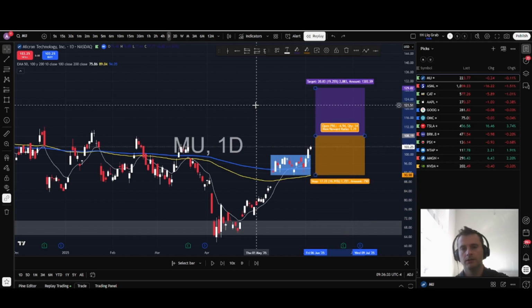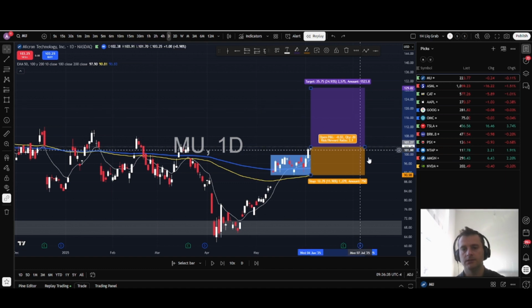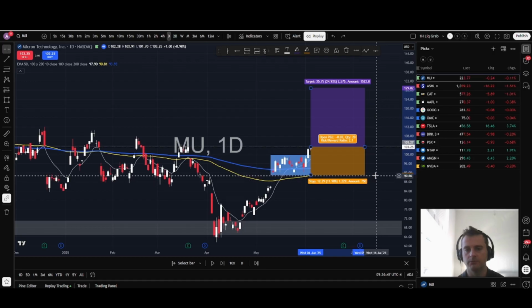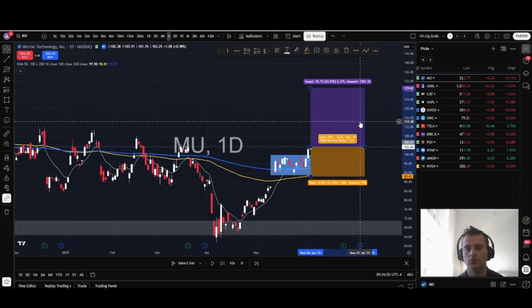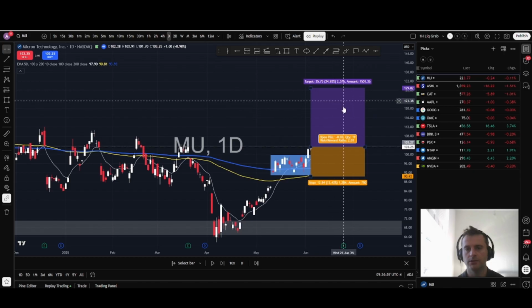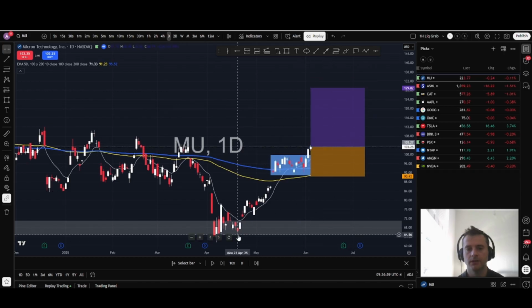So in my case, the reasonable stop loss, which is not a fixed stop loss, it's just a marking on the chart that helps me visualize where I would consider closing my position, would be below the consolidation, and I would target at least 2-to-1 reward to risk. So we can see how this thing actually played out.